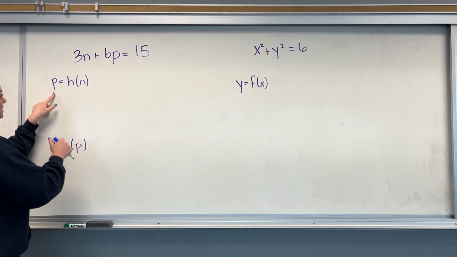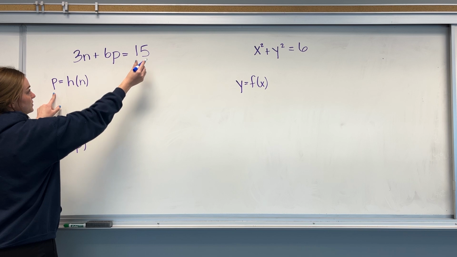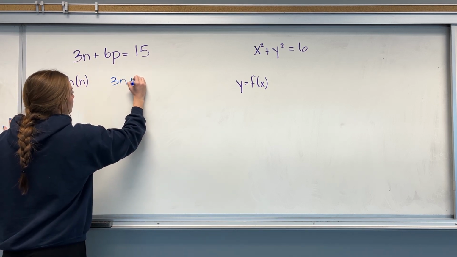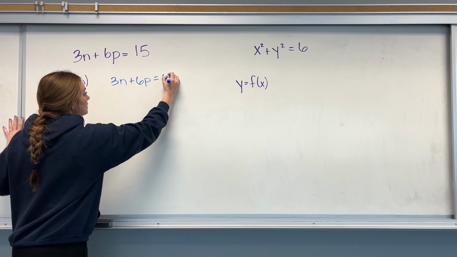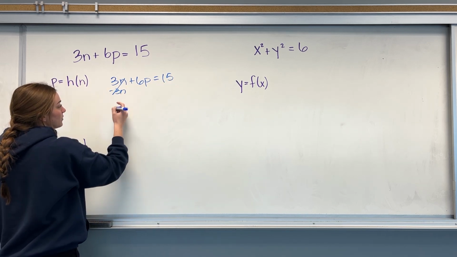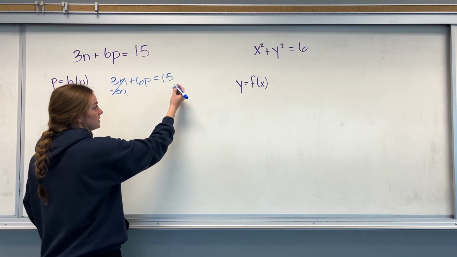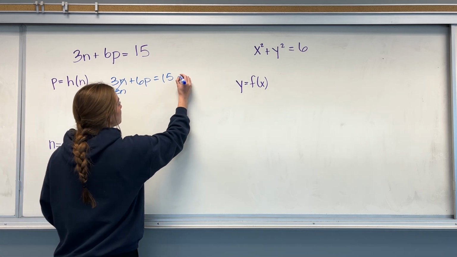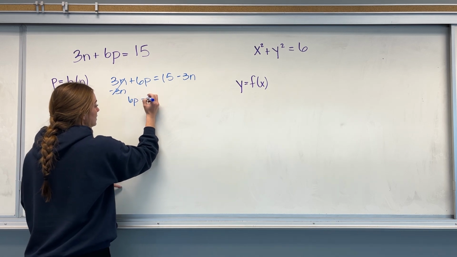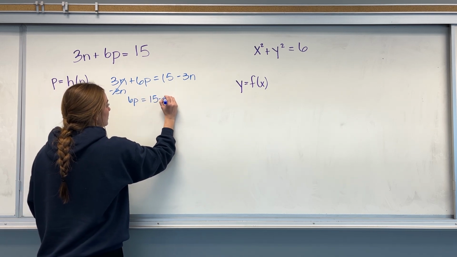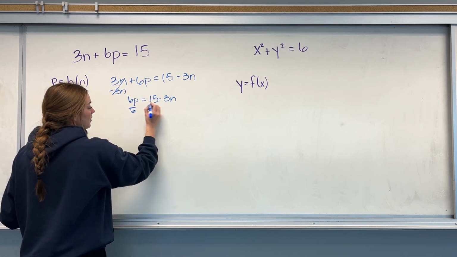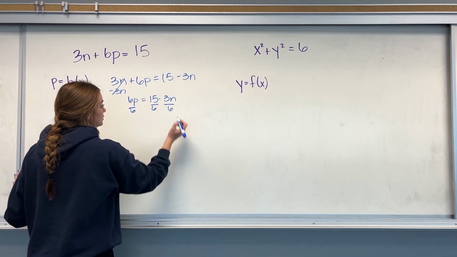So if we want p by itself, we've got to get 3n to the other side, and we can do that through subtraction. So I'll go 3n plus 6p equals 15. So we can subtract 3n, and that'll give us 0 on this side, but we've got to do it to the same side to keep the equation equal, minus 3n. So we have 6p equals 15 minus 3n, and then we can just divide by 6, and we've got to do it to every term to keep that equation equal.